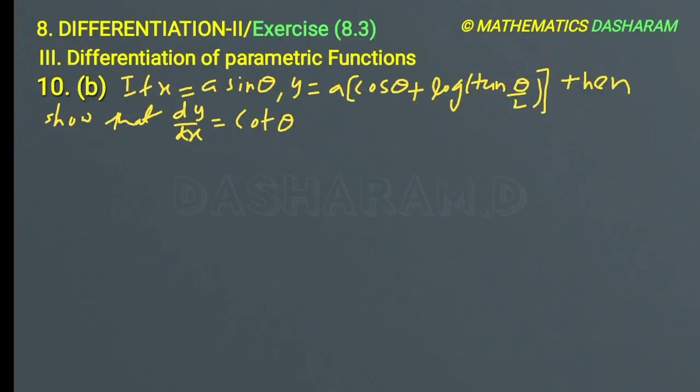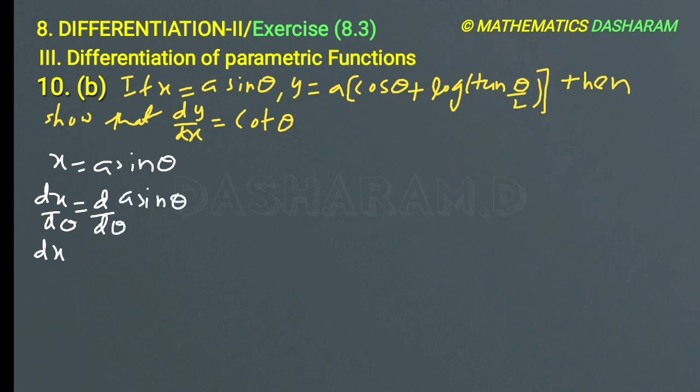B question, if x equals a sin θ, y equals a(cos θ + log tan(θ/2)), then show that dy/dx equals cot θ. So first function x equals a sin θ. So do the derivative on both sides with respect to θ. So dx/dθ is equal to d/dθ of a sin θ.